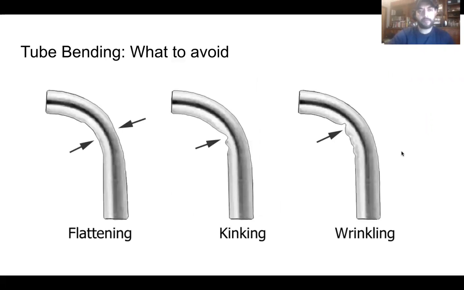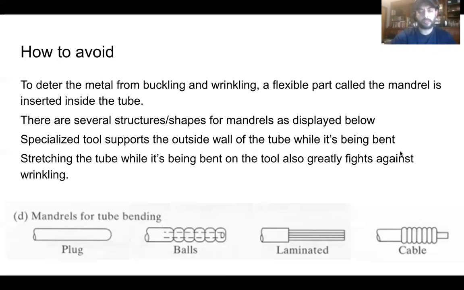First up, we have tube bending, in which we want to avoid flattening, kinking, and wrinkling. We want to avoid these to allow anything being transported within these tubes to travel as smoothly as possible. Next up, my group member, Roberto Cabello, will talk about what to avoid.